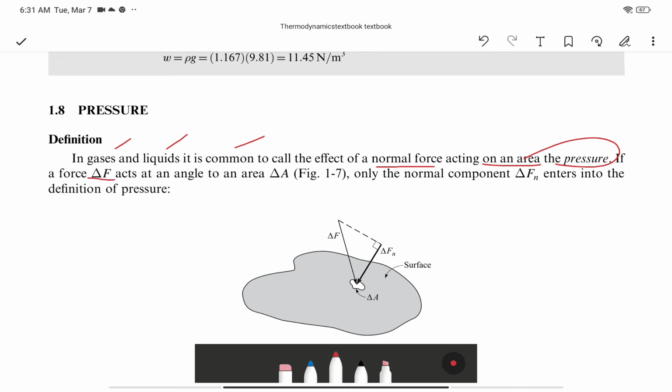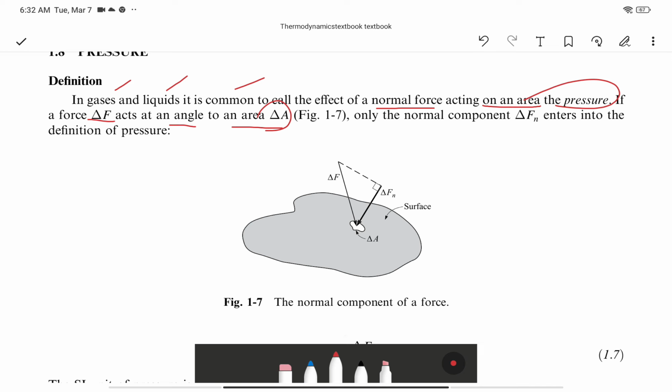If delta force at an angle to an area delta A in figure 1-7 in here, this one, this is figure 1.7, normal components of a force. This is the surface area, and you have here delta A, specified location of the force acting on it. Okay, only the normal component, this guy here, enters into the definition of pressure, because pressure in liquid, pressure in gases, okay, is the effect of normal force acting on the area, and normal means perpendicular.